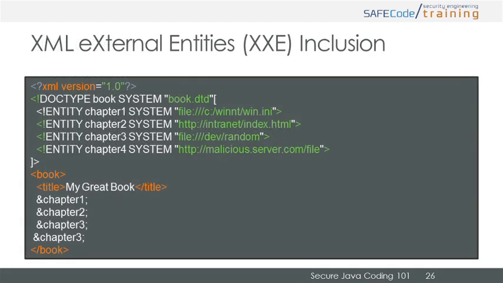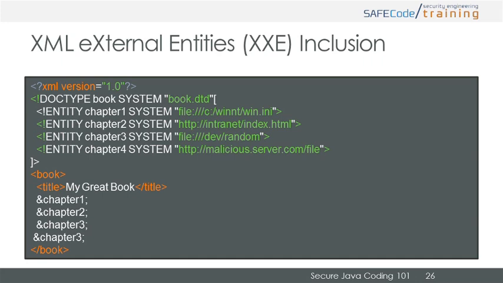Java applications often use XML to store or transfer data. 2 attacks that can happen in Java concern XML Entity Expansion. The first, external entity expansion, or XXE, is shown on the slide. The problem is that XML documents can specify system references to be included in the current document.